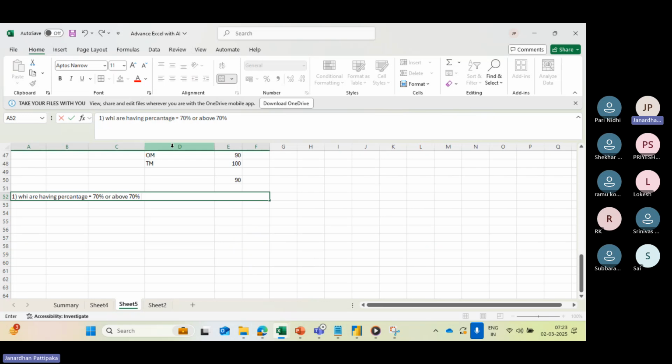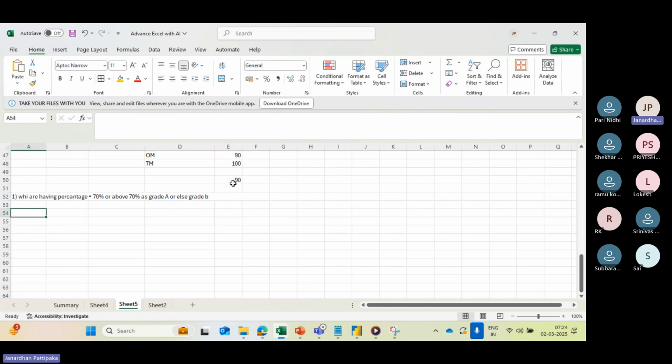We need to mention them as grade A. You need to give that person grade A, or else you need to give them grade B. So we know how to calculate the percentage, and we have a list of candidates for whom you are giving the grading system. The persons who are getting 70% or above, I want to give grade A, and others I need to give grade B.